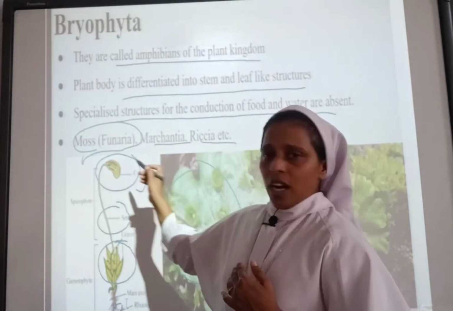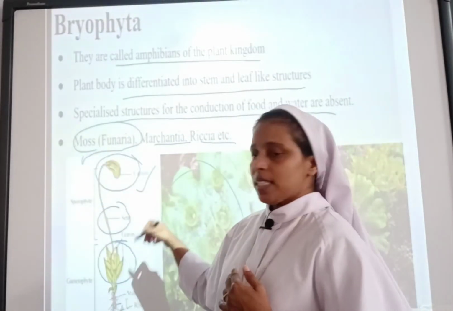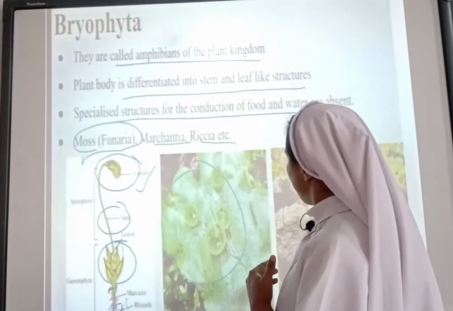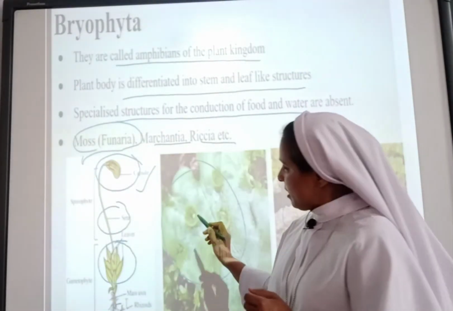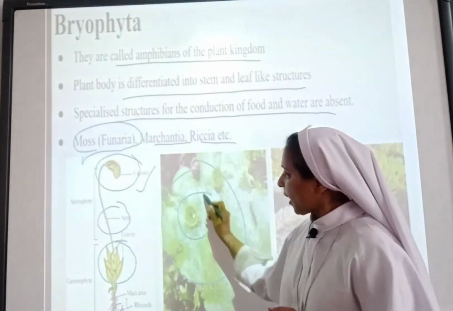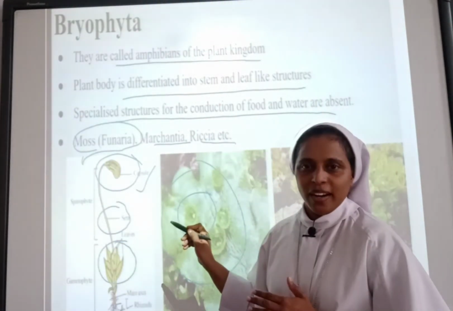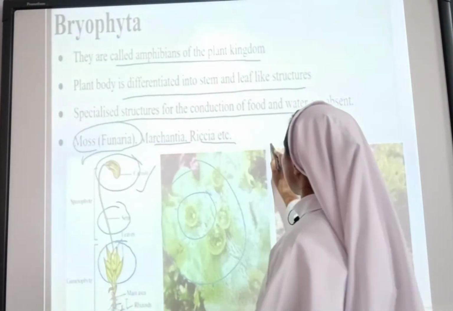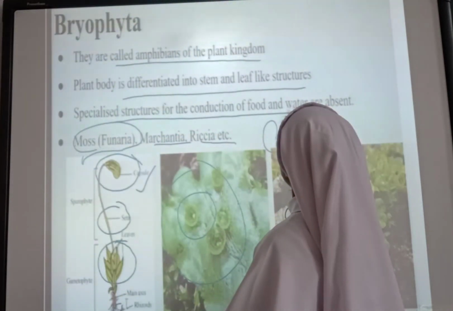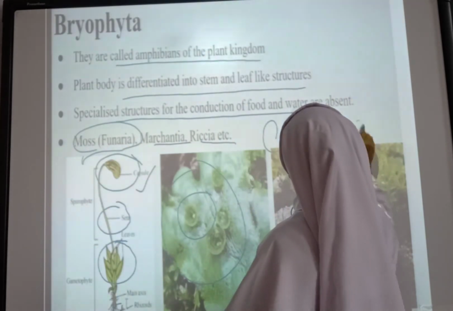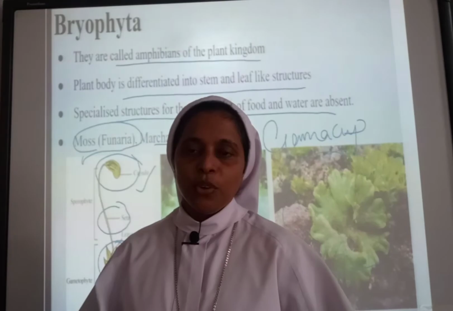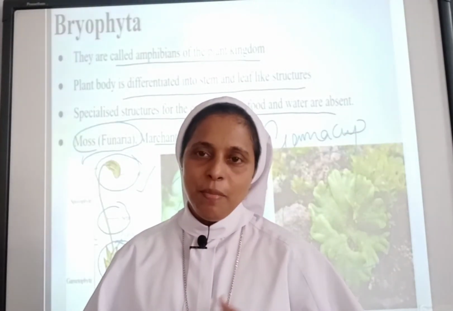So, as I have told you, we have the examples moss, Marchantia and Riccia. Here in Marchantia, can you see a small cup present over here? What is it? It is known as gemma cups. This gemma cup actually helps in reproduction.